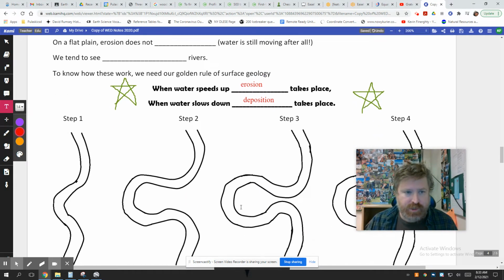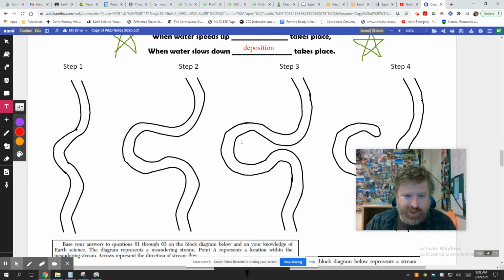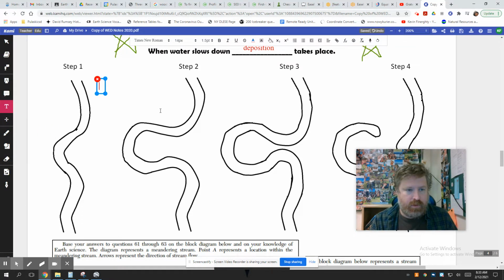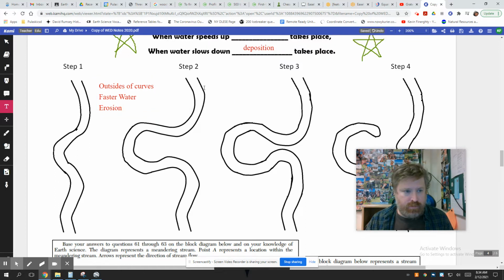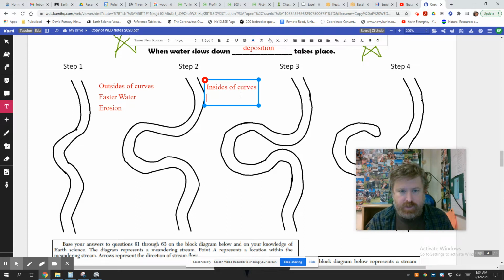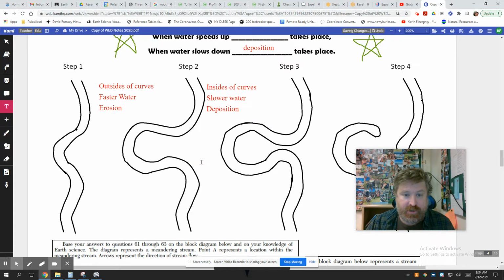Erosion and deposition. All right, so we usually write all kinds of stuff in here. I think I explained it on the other one well enough. But let's just do a quick one. Outsides of curves: faster water, erosion. Insides of curves: slower water, deposition. Again, remember, that is why we saw sand on the insides of all those curves.